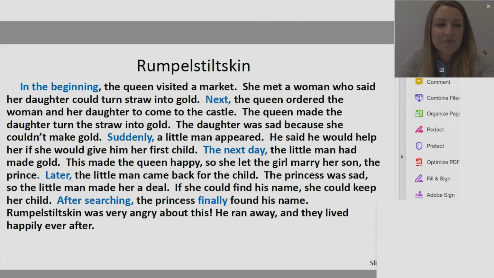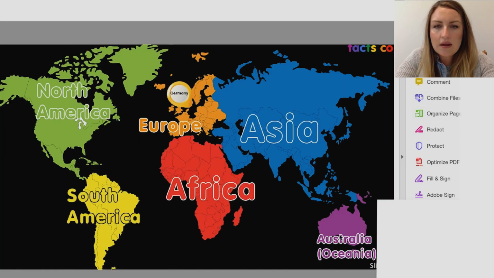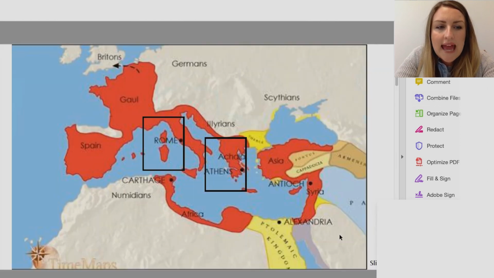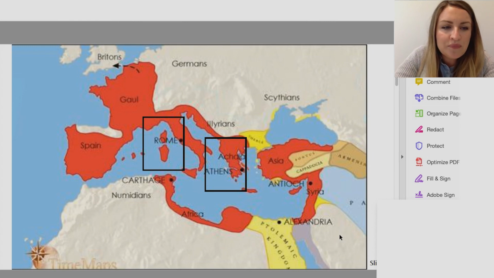Okay, boys and girls. Yesterday, we read a story called Rumpelstiltskin. And do you remember where that story came from? That's right, a country called Germany. And that country is located in Europe. Today, we are going to listen to a myth from Rome. It is also located in Europe, like yesterday's story.